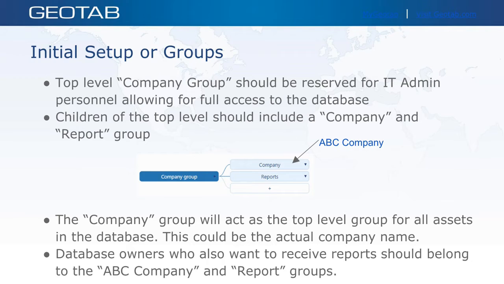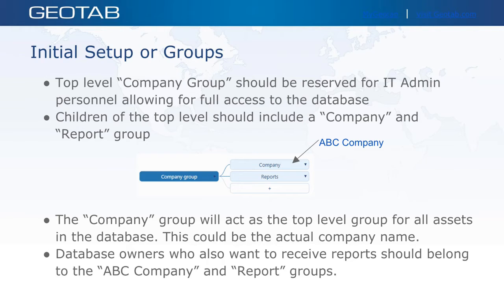And I'll show you an example of a structure using this to show you exactly how it'll look. So the company group, or the ABC company group, will act as the top-level group for all assets in the database. So this could be the actual company name, and the database owners who also want to receive reports could belong to the ABC company and the report group.